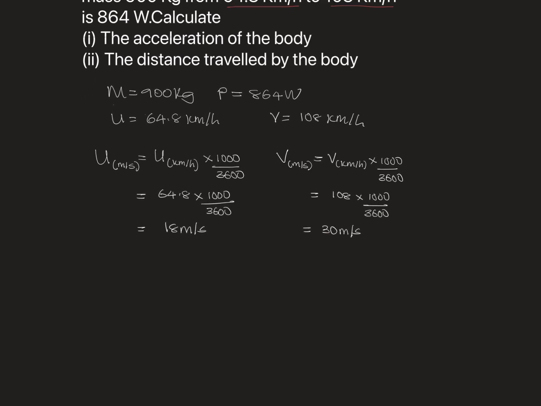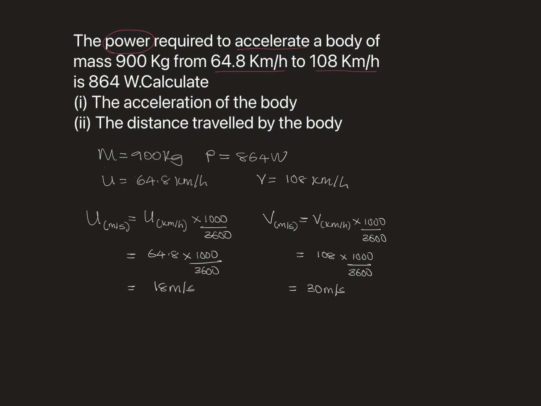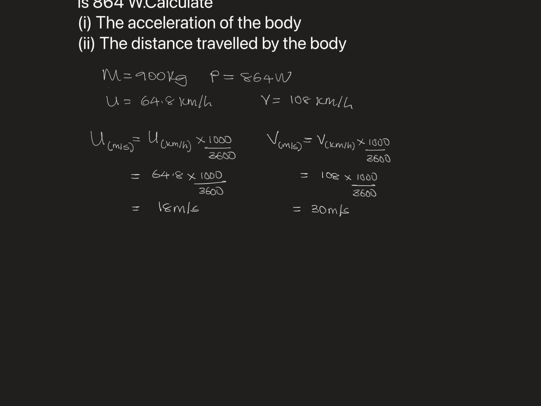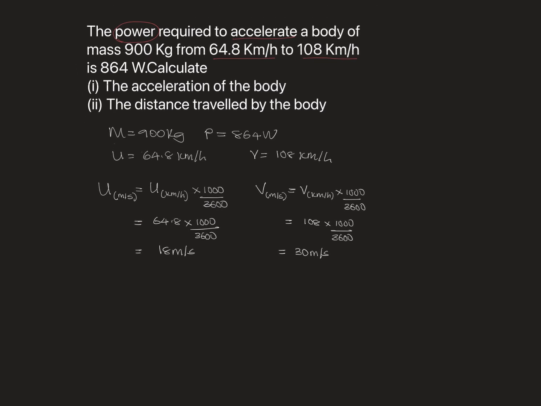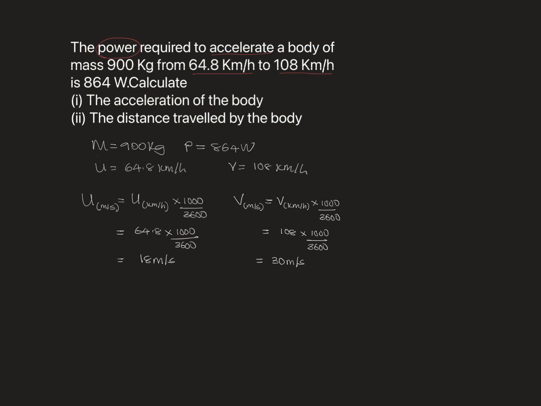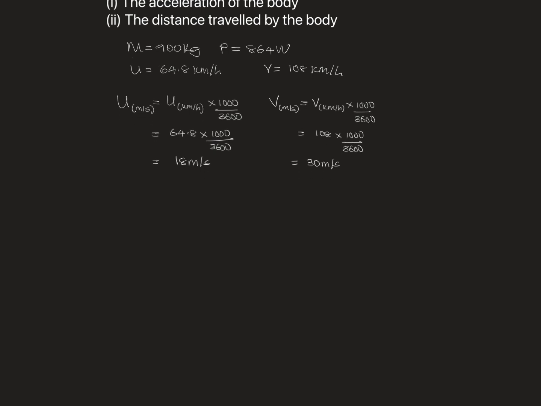So moving on, I know the initial velocity, I know the final velocity. What can I do next? It says calculate the acceleration. All right, so we know that work done is equal to half m into v squared minus u squared. We have derived this equation.